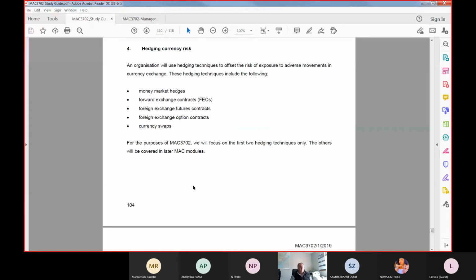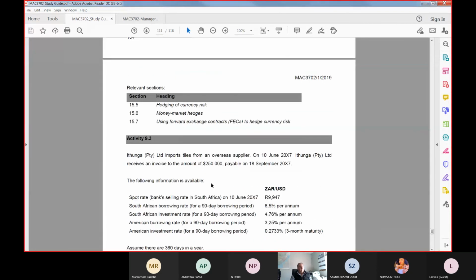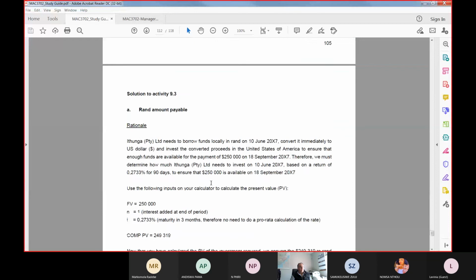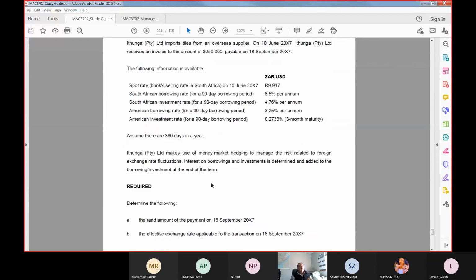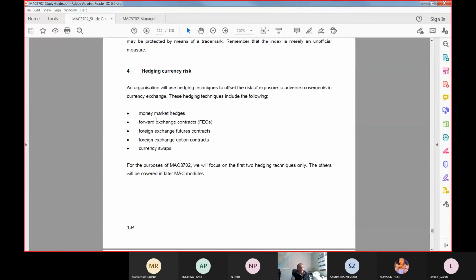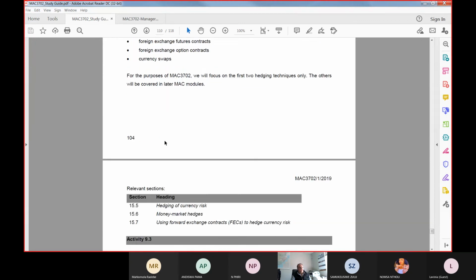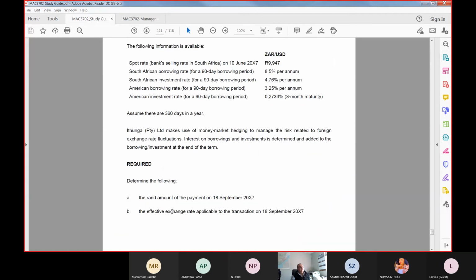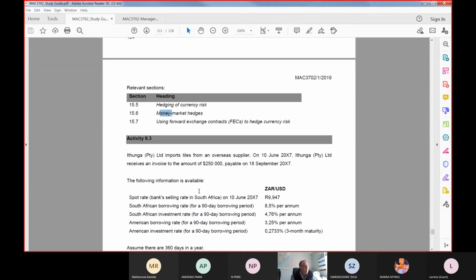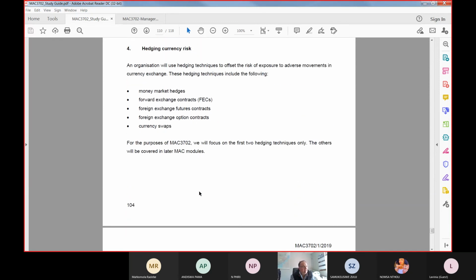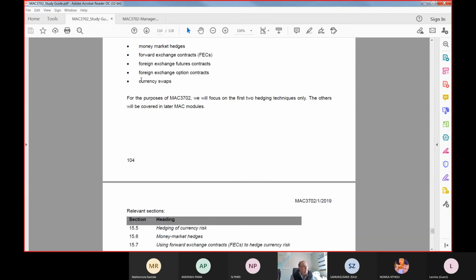Next, hedging currency. We are almost finished with the chapter, by the way. For 3702 purposes, we're not going to focus on money market hedging; you're going to focus on forward exchange hedging only, on these two techniques. Yes, money market, because of the cash flow, because we do cash flow on this company, on the syllabus. The other ones, currency swap, foreign exchange options and future option, are the other question. It's just only the first two.